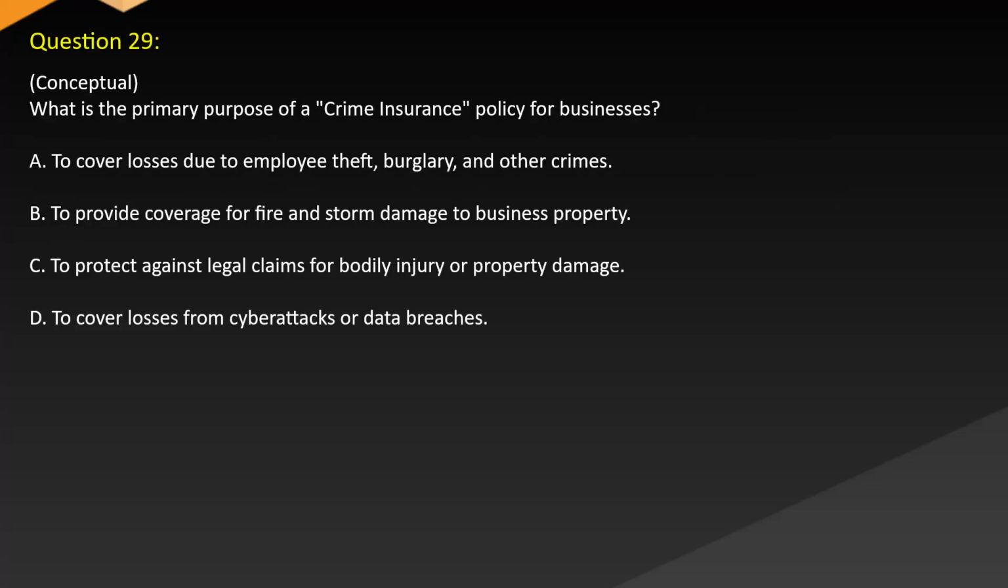Question 29. Conceptual. What is the primary purpose of a crime insurance policy for businesses? A. To cover losses due to employee theft, burglary, and other crimes. B. To provide coverage for fire and storm damage to business property. C. To protect against legal claims for bodily injury or property damage. D. To cover losses from cyber attacks or data breaches.